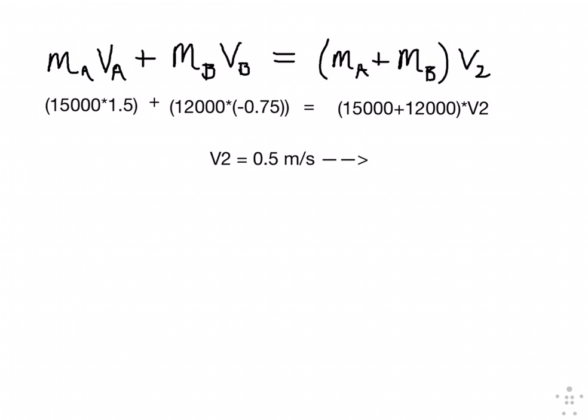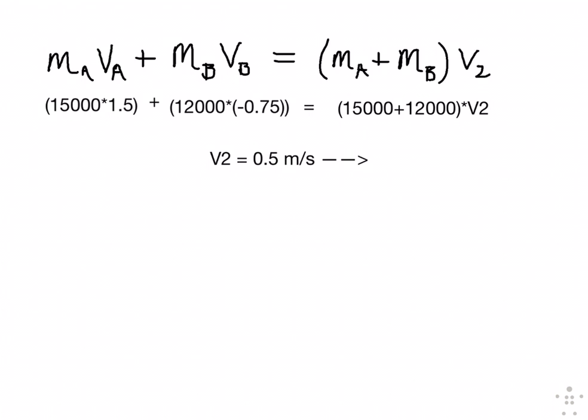So solving this, you see that the final velocity of both cars coupled together is 0.5 meters per second, and it comes out to be a positive answer. So we were correct in our diagram where we stated that the final velocity would be to the right, to the positive x.